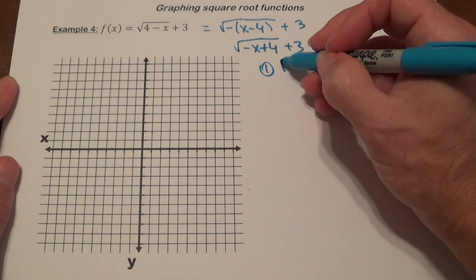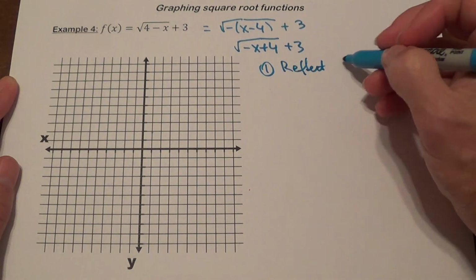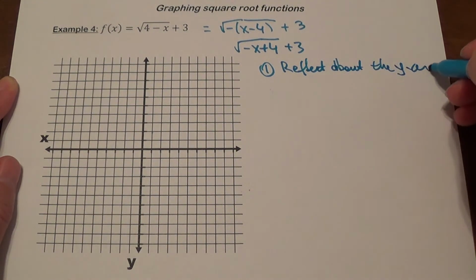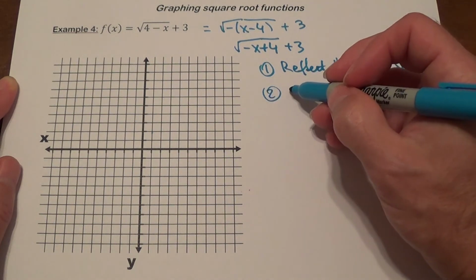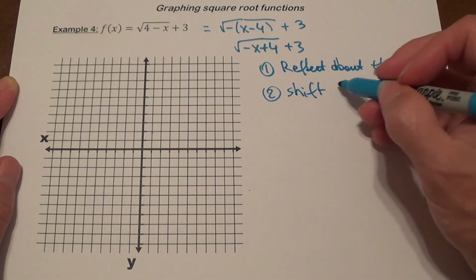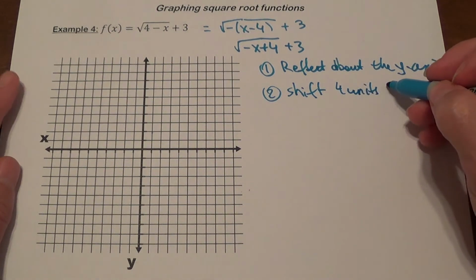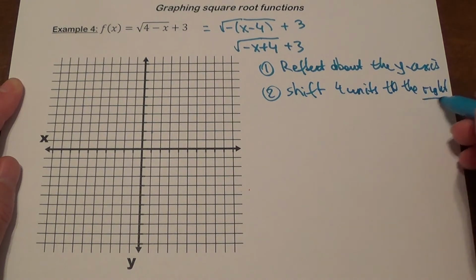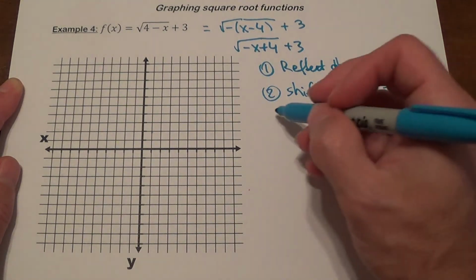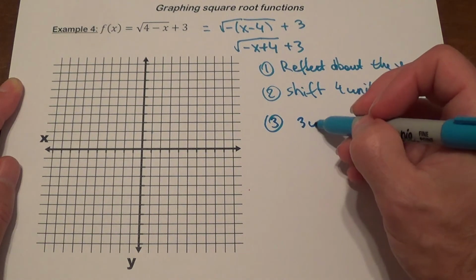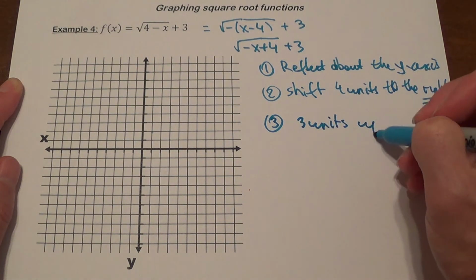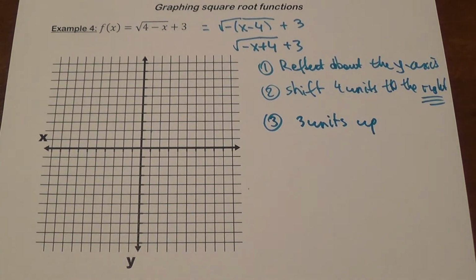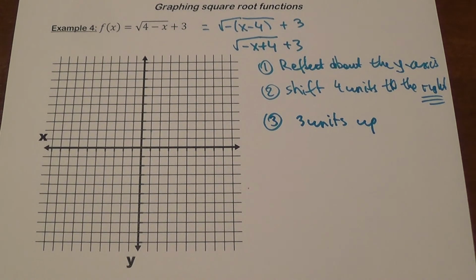So this is going to reflect about the y-axis. Second thing is going to shift 4 units to the right. You have to be very careful because of the negative here. And the third step is going to be 3 units up. It's only because of the negative here. This is why it's going to be like this. I'll show you another way to look at that. So let's try to do it.